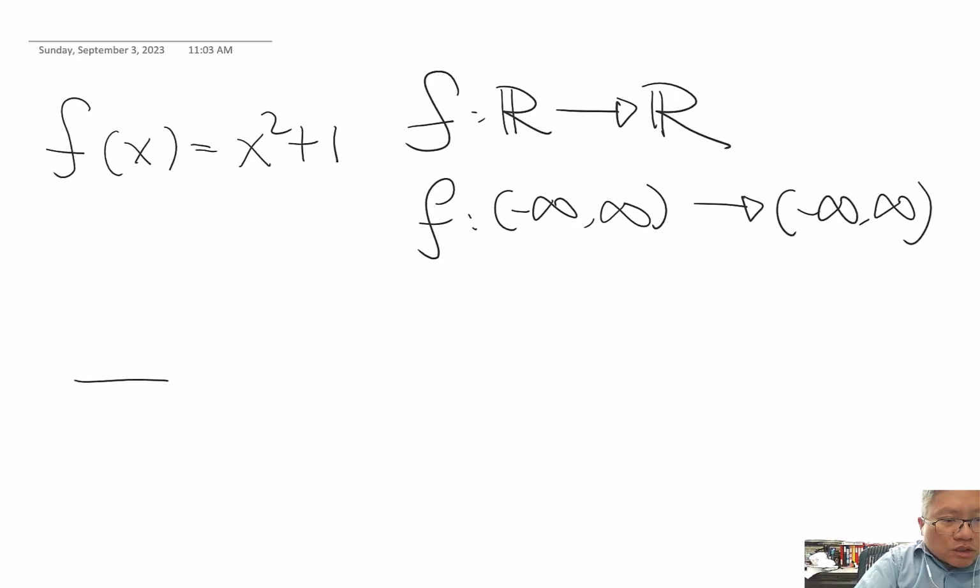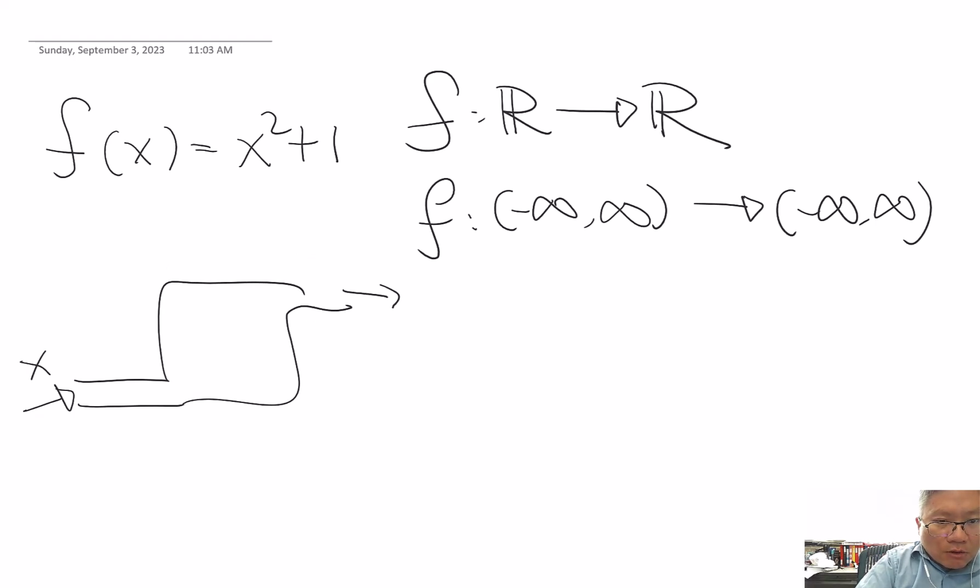Now, this is a machine. As you know, you can think of a function as a type of machine where you put an x inside here. The output is x squared plus 1. If you put a 2 in here, the output is going to be 2 squared plus 1, which is 5, and so on and so forth.